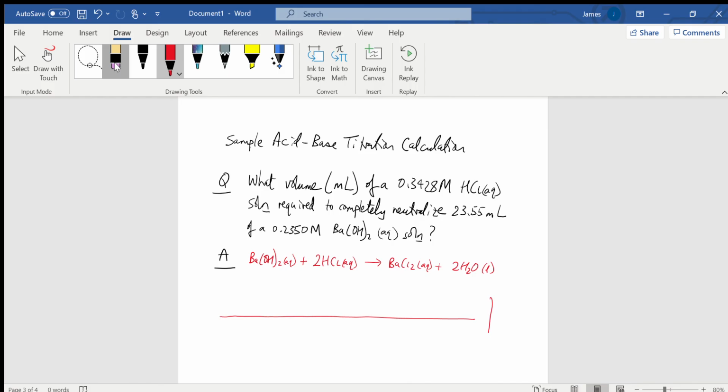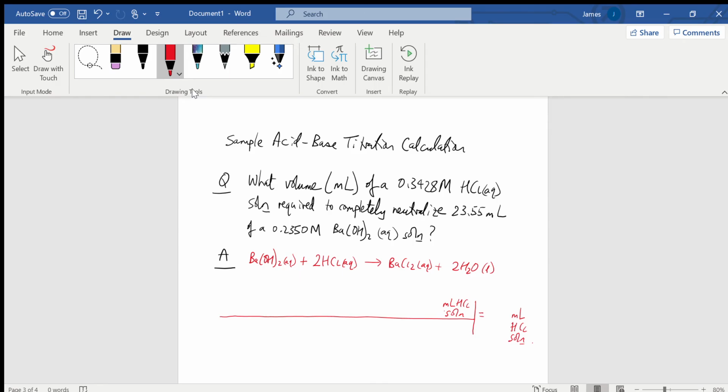Probably don't want to go that close to the margin. Let's try and squish it on here. Okay, and I know I want mL of HCl solution.